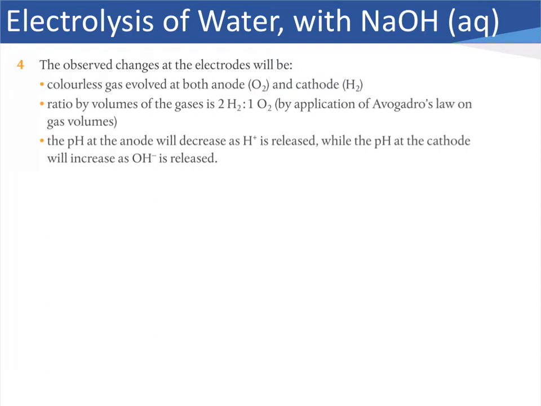So what would we observe? Well, a colorless gas would be evolved at both the anode and the cathode. The ratio of volumes of the gases would be 2-to-1, if we remember Avogadro's law from topic 1. And the pH at the anode will decrease as H plus is released, and the pH at the cathode will increase because OH minus is released. So I will have different pHs depending on where I'm at, the anode or the cathode.